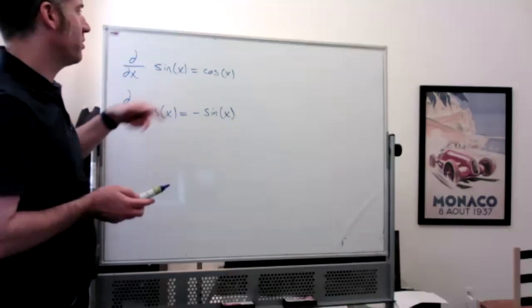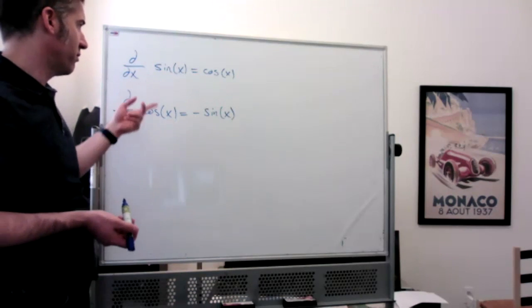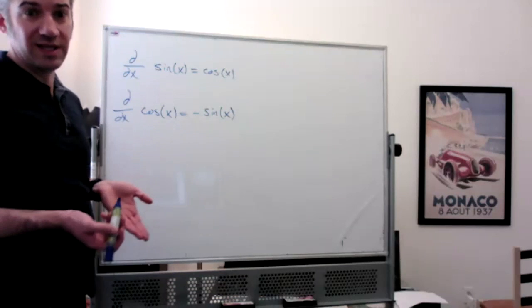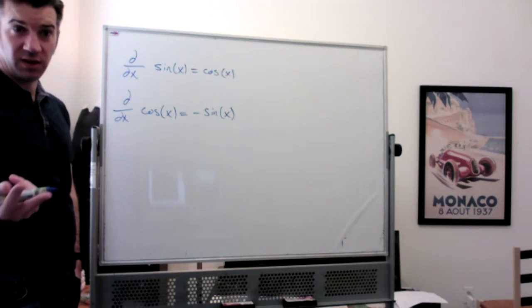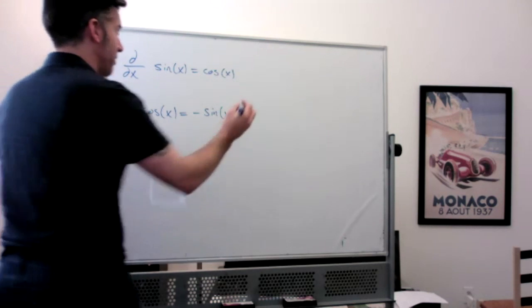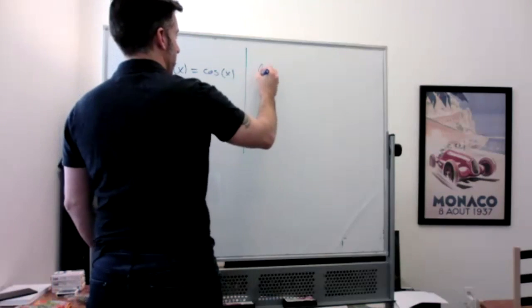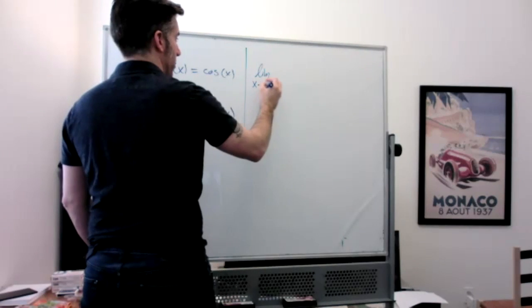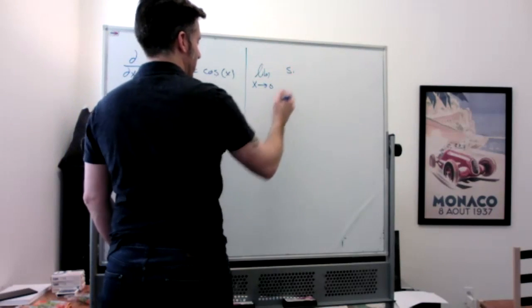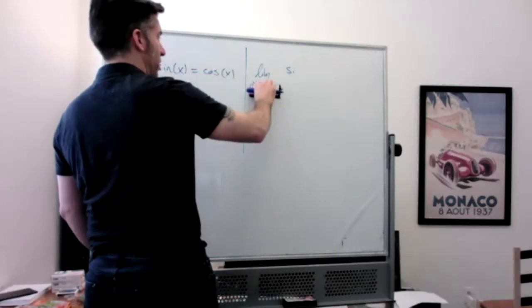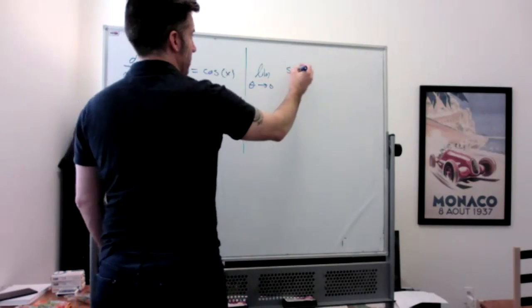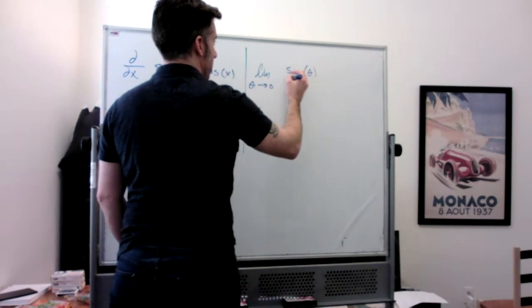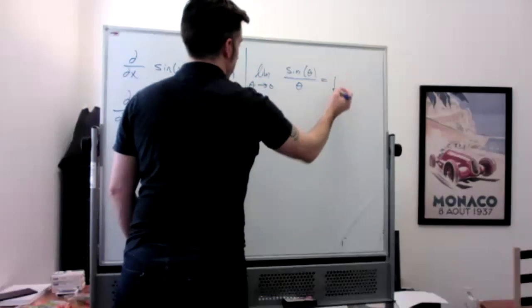What I want to do before we do that is show you how to find the derivative of either one of these using the limit definition. But to do that, we need two things, which we've talked about already. We need the fact that the limit as theta goes to 0 of sine of theta over theta is equal to 1.